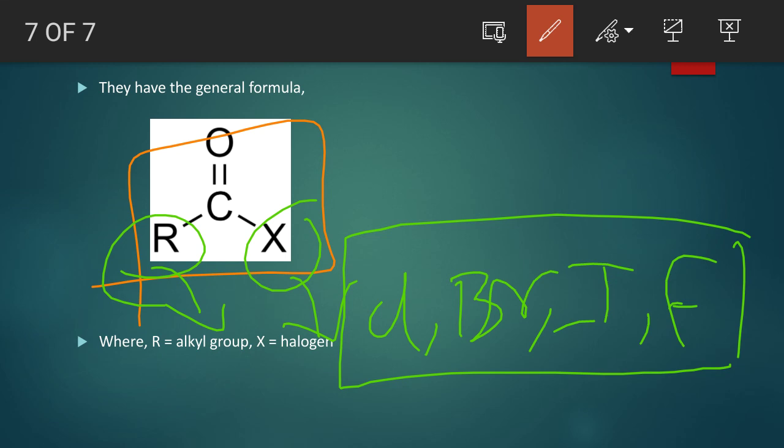This is about organic halogen compounds, that is alkyl halides, alkenyl halides and acyl halides. In our next class we will discuss the classification of alkyl halides and the SN1 and SN2 mechanisms.